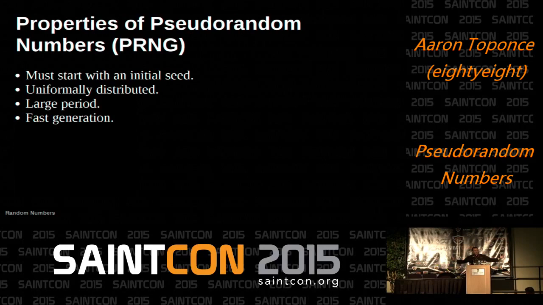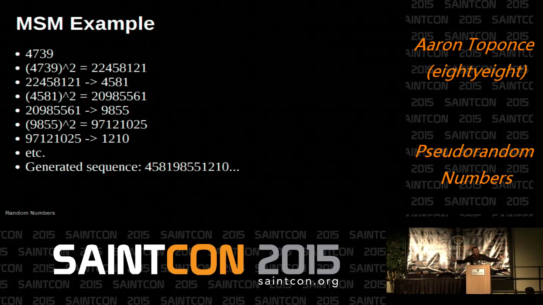The middle square method begins with an n-digit seed. We square that to get a 2n-digit number, zero padding as necessary. And then we take the middle n digits and use that as the next seed, and we continue the process. For an example, here's me taking a 4-digit number, 4739. I square it to get 22458121. I take the middle 4 digits as my next seed, square it, take the middle 4 digits, square it, and so forth. My generated sequence comes out as 4851, 9855, 1210, etc. So this is the middle square method.